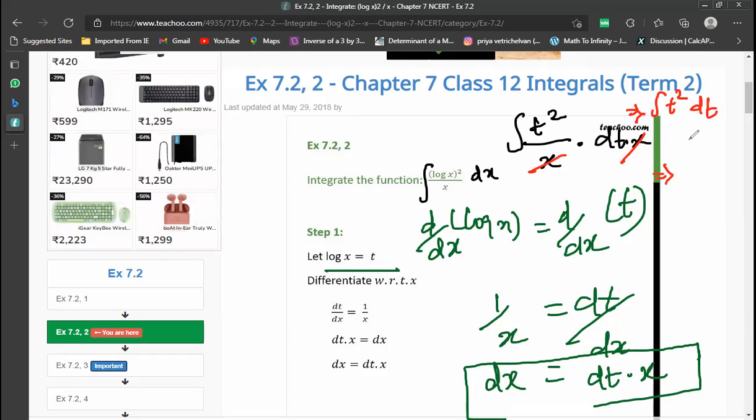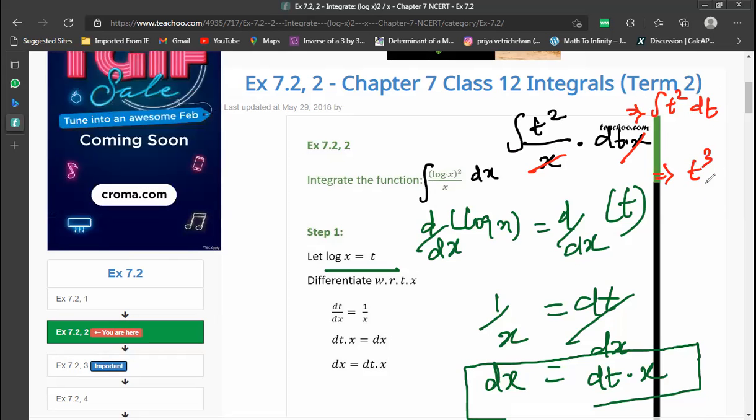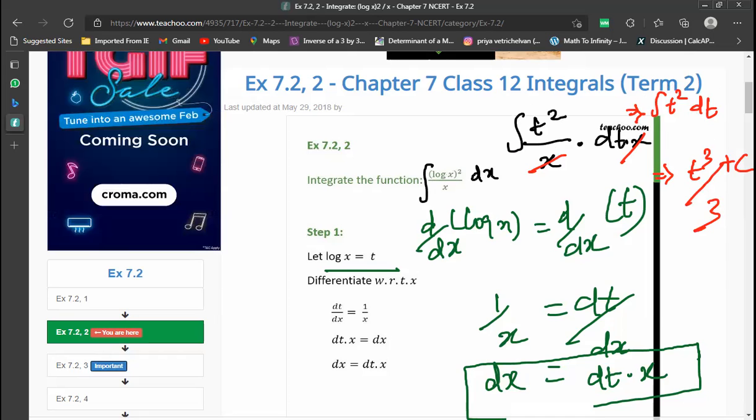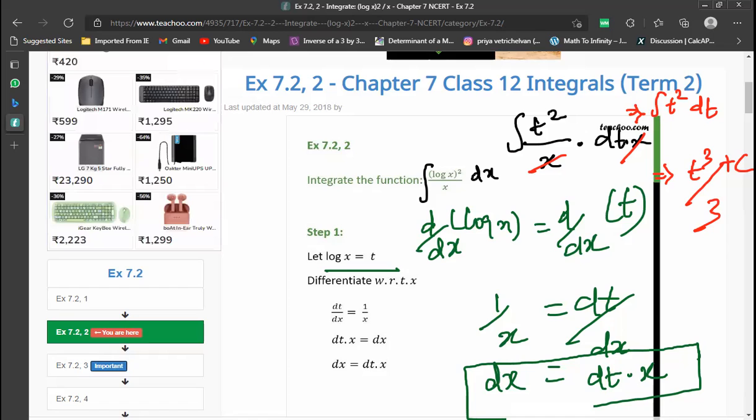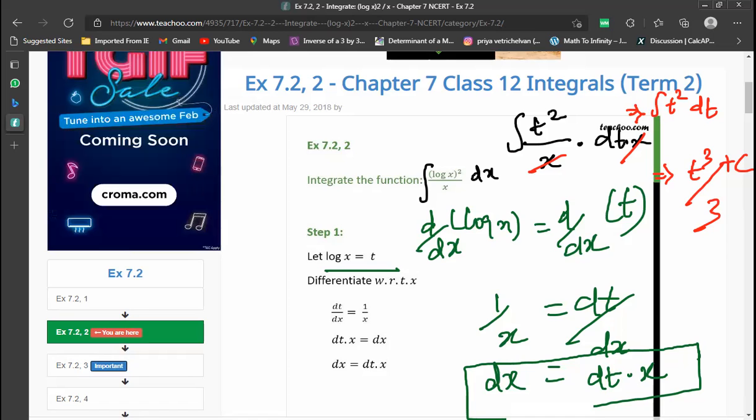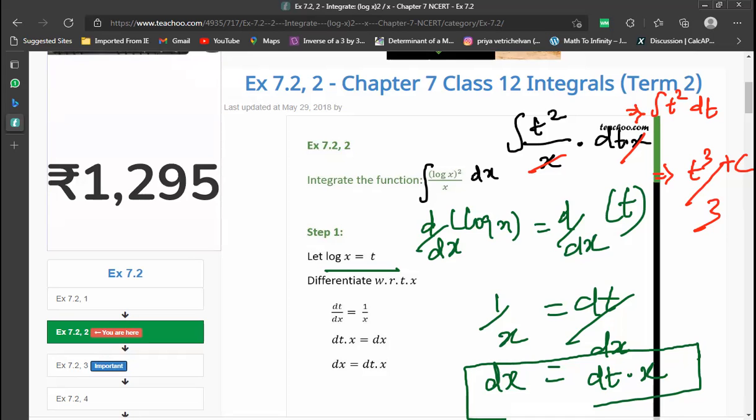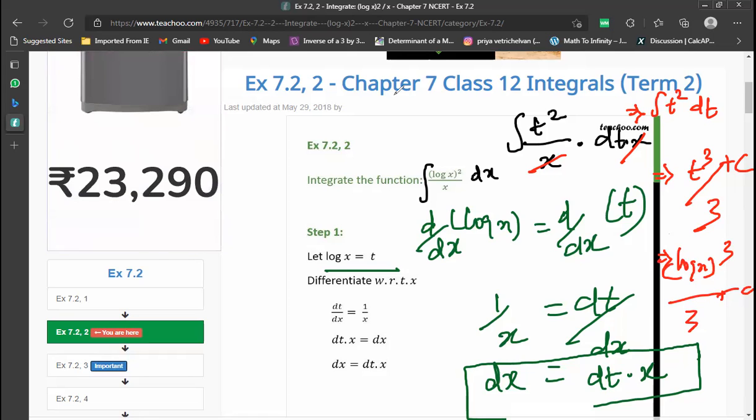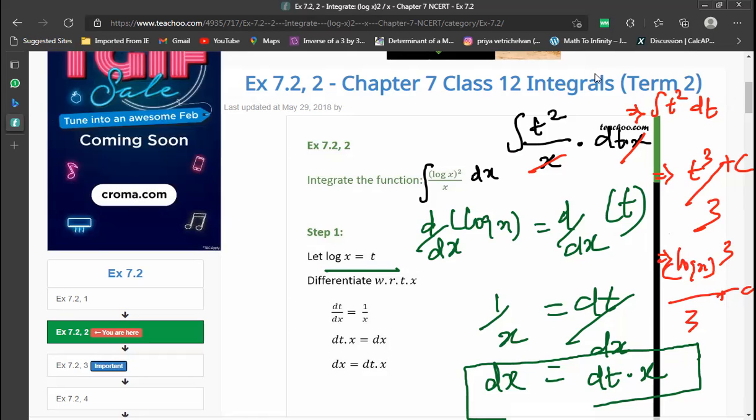Integration of t square is nothing but t cube by 3 plus c. So we performed integration. After performing the integration, we have to again rewrite the t in terms of x. What is t? t is log x. So it will be log x the whole cube upon 3 plus c.